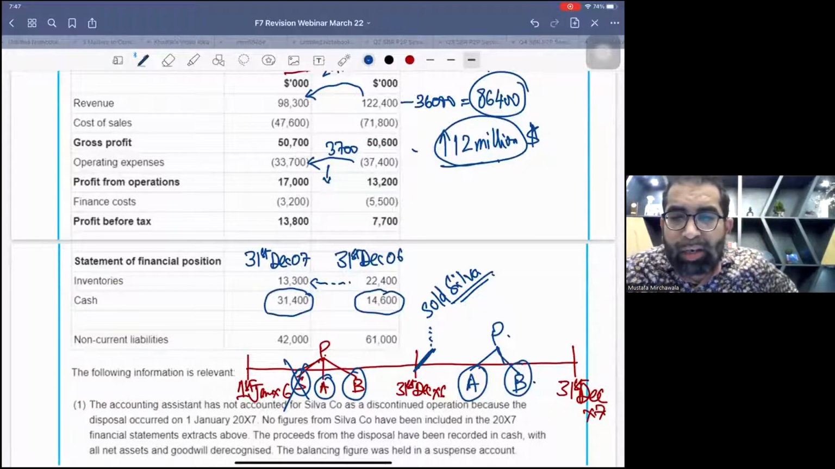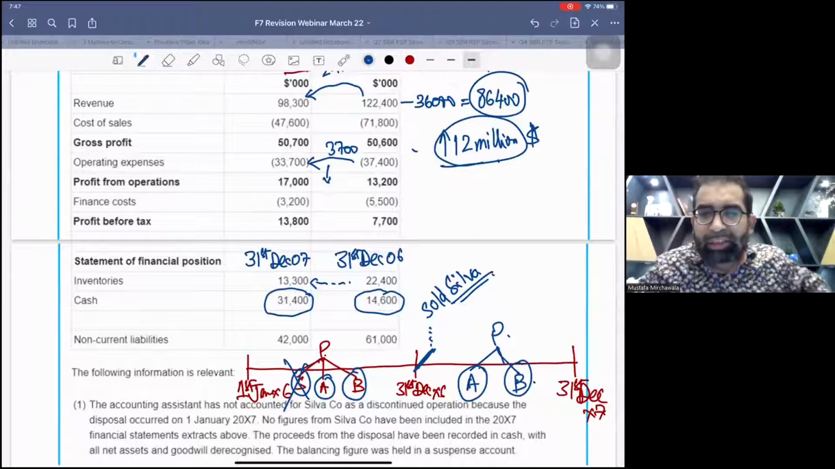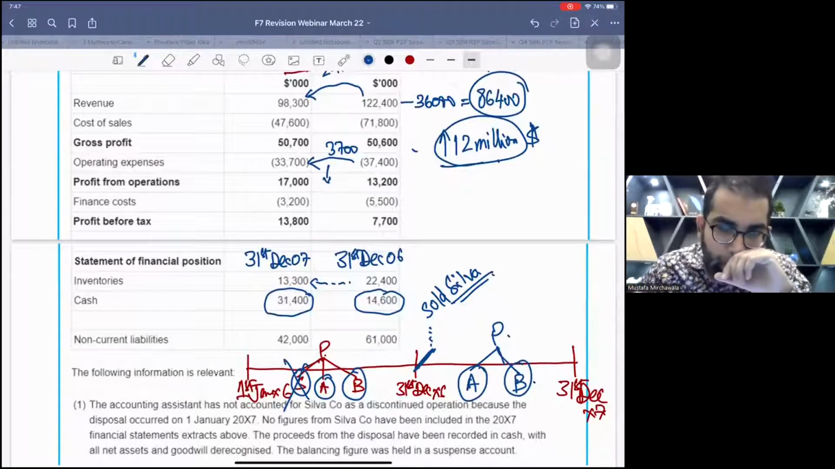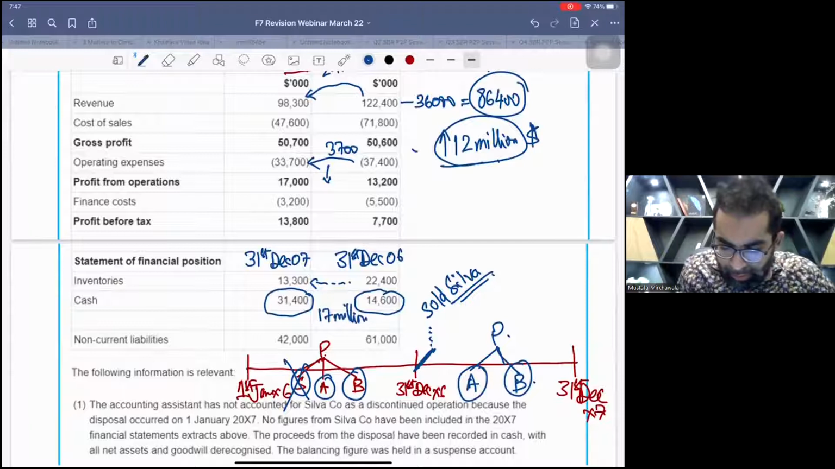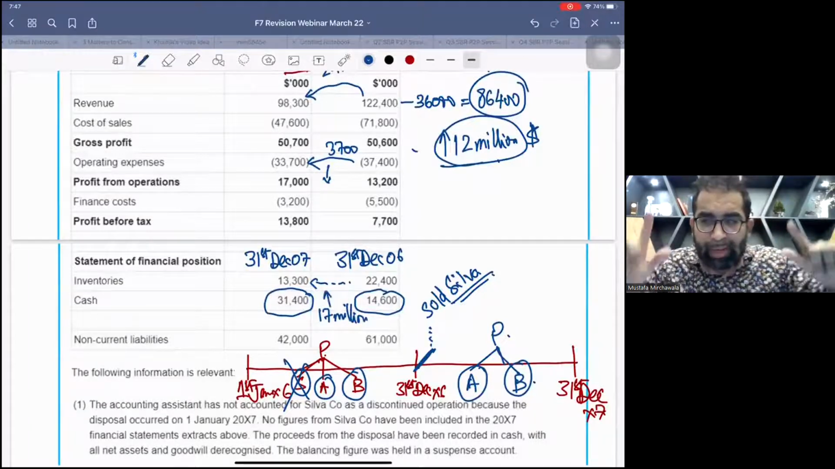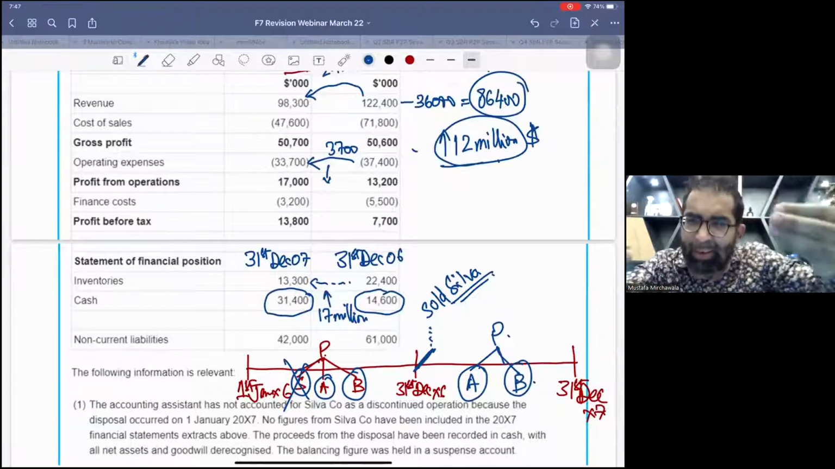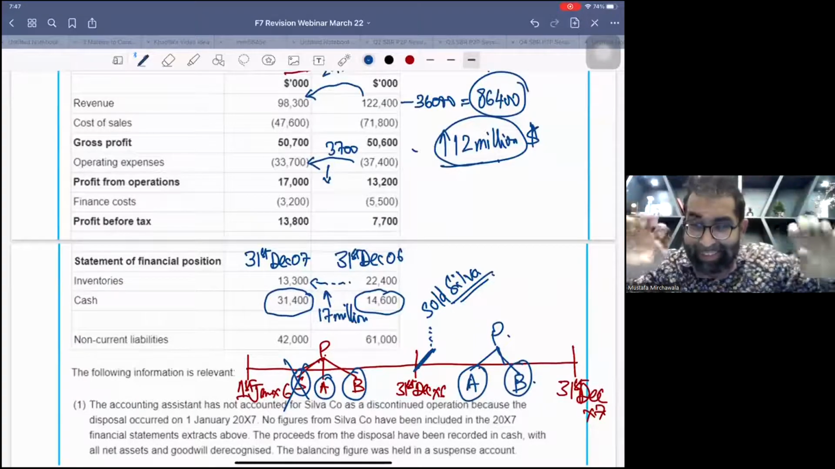Can anybody tell me how much cash increased? 16,800, or around 17 million. Cash went up by 17 million. Now listen to the issue.